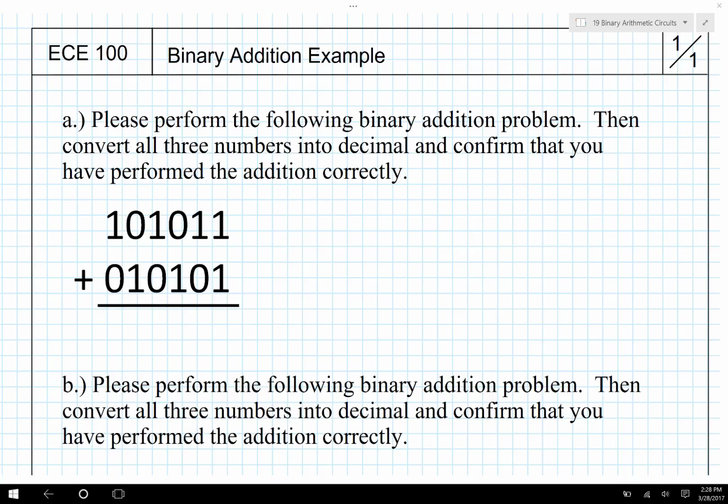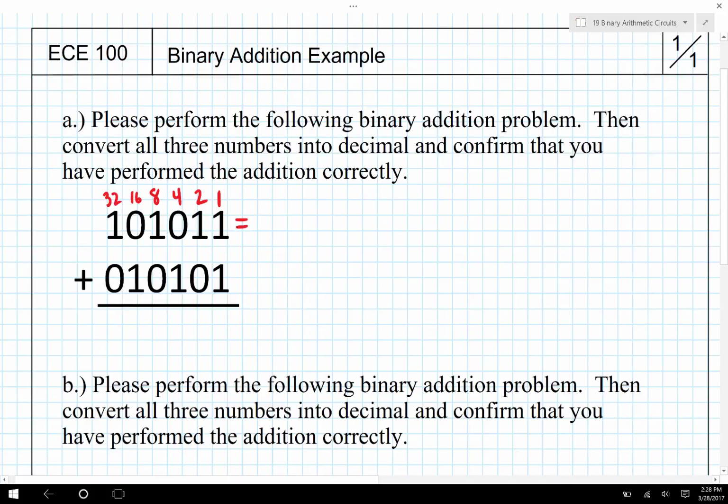So let's do some examples of binary addition. We have to really understand how the actual addition process works before we can really tackle the circuits that we're going to be building. So let's look at this problem first. I've got here's this carries a weight of 1, 2, 4, 8, 16, and 32.